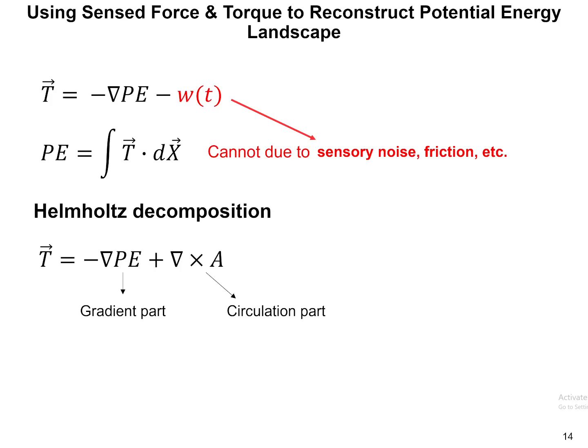Instead, we reconstructed the landscape using the Helmholtz decomposition. Helmholtz decomposition shows that any vector field can be separated into a gradient part and a circulation part. For the field of torques we measured, the gradient part is the potential energy landscape.